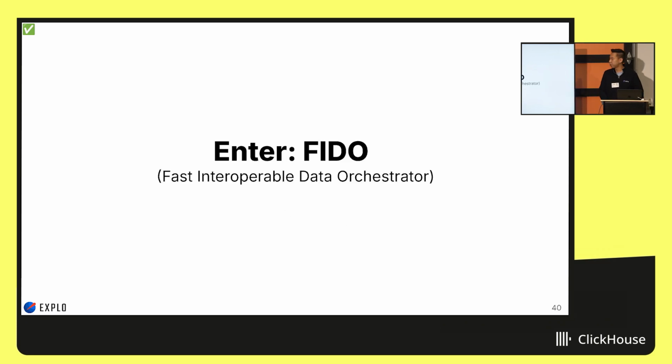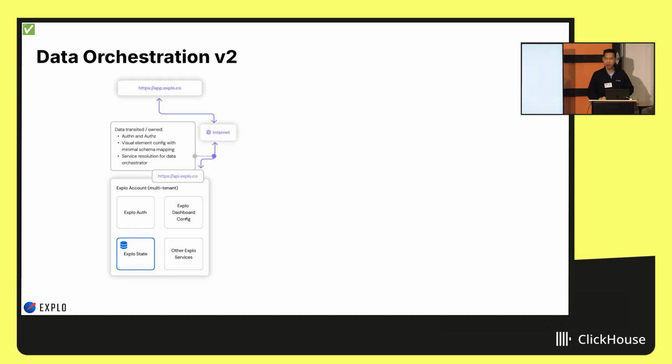So enter Fido, the fast interoperable data orchestrator, and how we thought about optimizing some of those constraints and issues that we talked about. Again, I'll walk through and build out how the architecture is constructed. So obviously, app.explo.co, we just talked about that, flows through and hits the API.